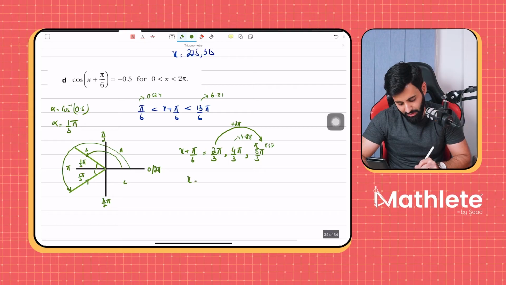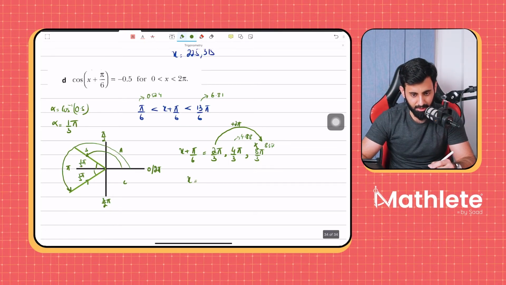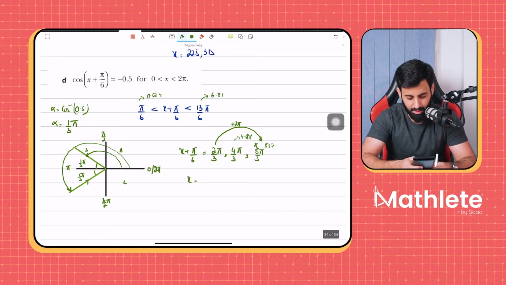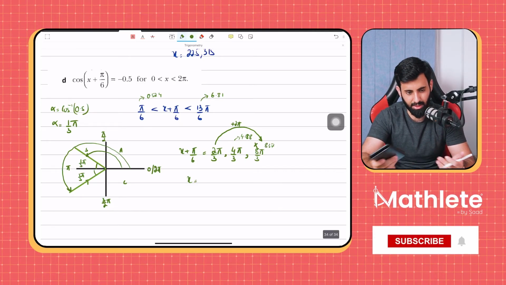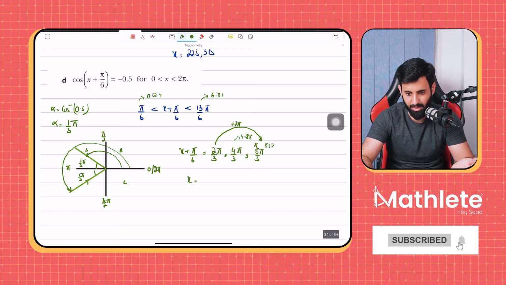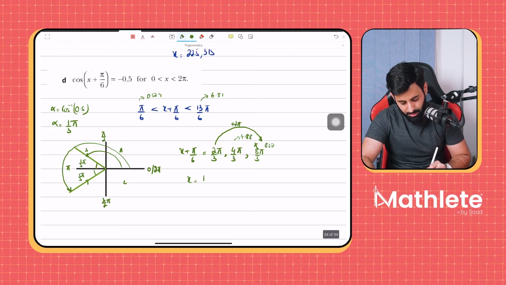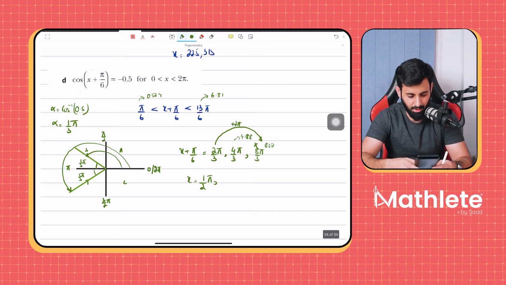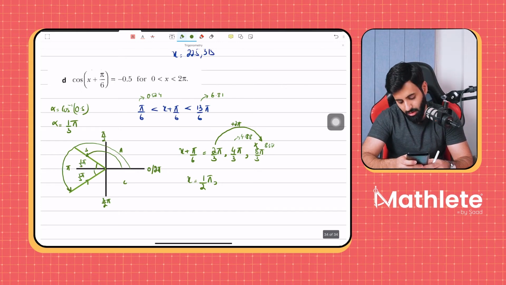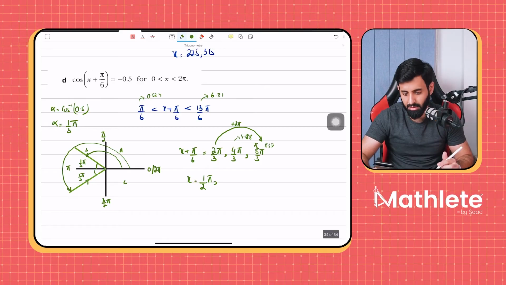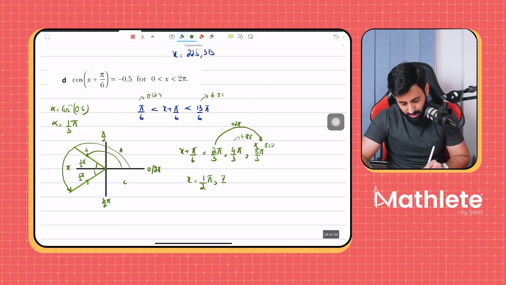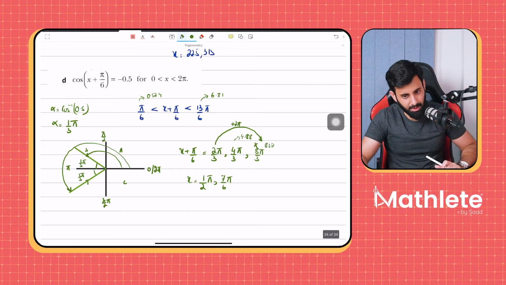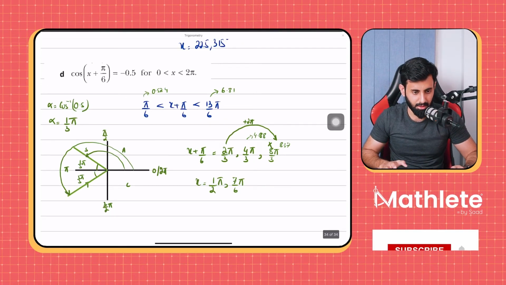Okay, let's see if that's correct or not, Nayan. What we have to do is subtract pi upon 6 from both the values that we have. So 2 upon 3 minus 1 upon 6. This you can do without pi and then just write pi in the end. So just subtract the fractions. 2 upon 3 minus 1 upon 6, that's 1 upon 2 pi. And then 4 upon 3 minus 1 upon 6 and then write pi at the end. So that's going to be 7 upon 6 pi. 1 upon 2 pi and 7 upon 6 pi. That is correct. Good job. There you go. That's your answer.